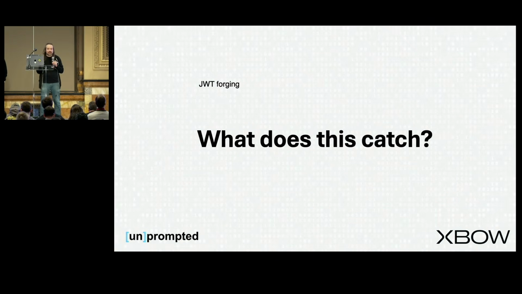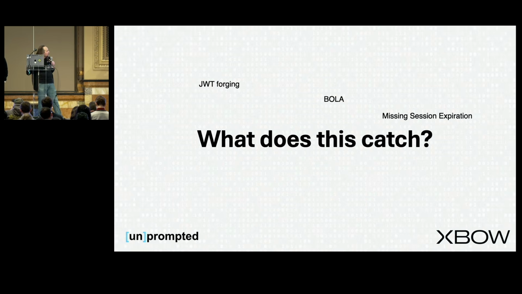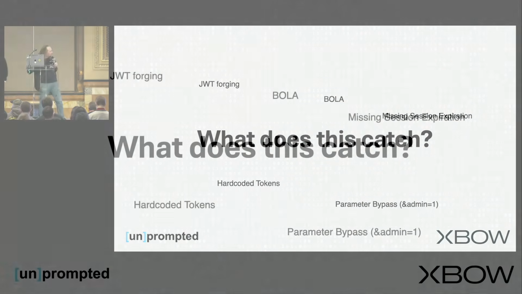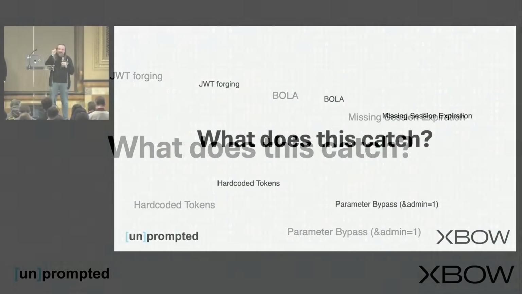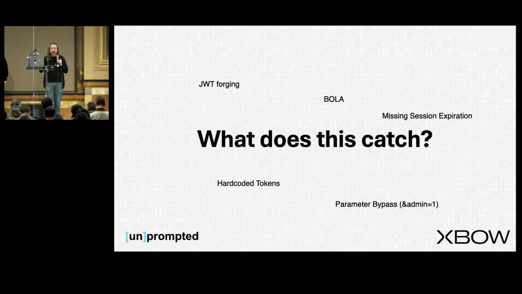Because this covers things like JWT forging attacks, all the clever cryptographic tricks where you can take a token, change the claim somehow, re-sign it. You can find these broken object level authorization checks, session expiration kinds of things, hard-coded tokens, and these fun little ones like parameter bypasses where you try to access a URL, you get rejected, but then you add admin equals 1, and suddenly you're accepted.